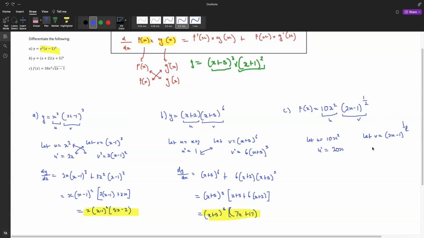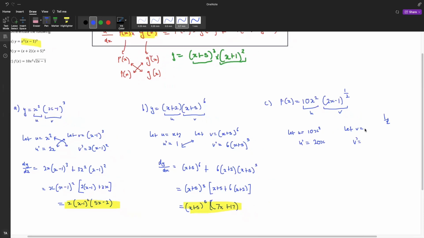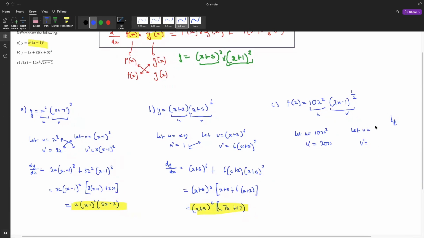Okay. That means that v dash, or the derivative of v, is equal to half times 2 times (2x - 1) to the power of negative half. I'm just going to clean that up a bit first. Half times 2 is 1, so this will just become 1 over the square root of 2x minus 1. Now we can multiply this together to get our derivative.